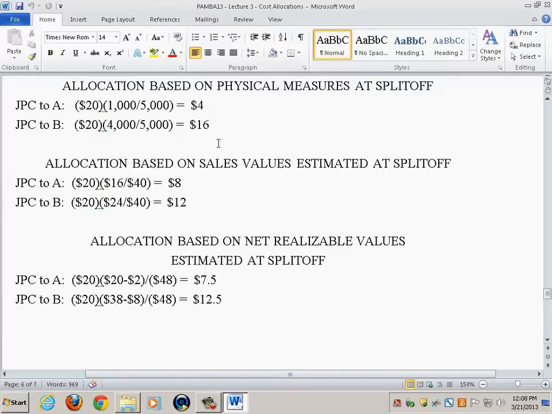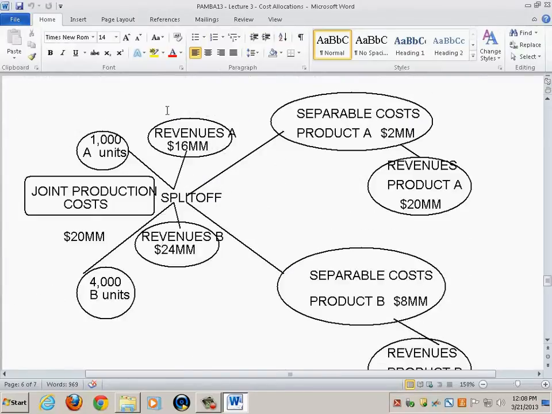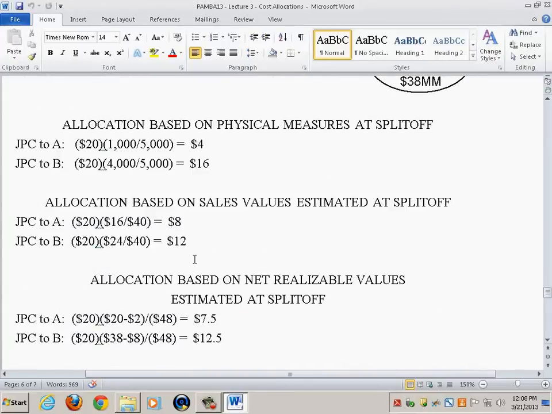There's an allocation of joint costs based on sales value estimated at split off. Well, the sales value, if we sell the products at split off, the unfinished products, the products in process, the estimates are 16 million and 24 million in revenue, respectively. Total revenue is 16 plus 24, which is 40. So we allocate to A 16 out of 40 and to B 24 out of 40 to get an allocation of 8 and 12, respectively.